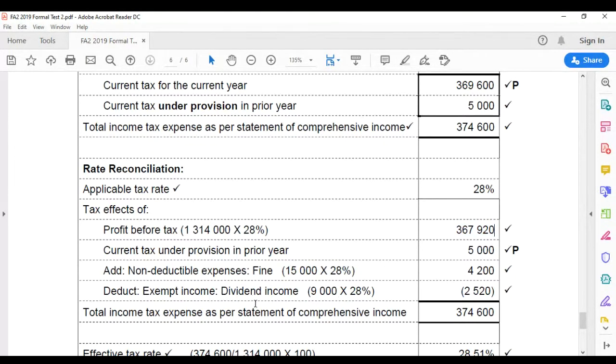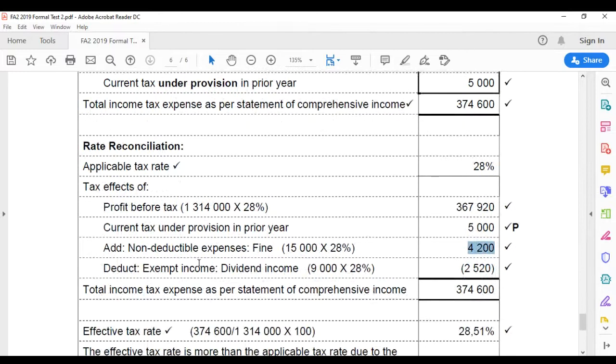Let's skip that second line. Then what did we do? We added back the non-deductible expenses. In this case, it was a fine. We added back the fine of 15,000 rands, but here we are only showing the tax effect. So the fact that we are adding back 15,000 rands, what effect did that have on our tax? It had the effect of increasing our tax by 4,200 rands. Right. We can look for questions just now.